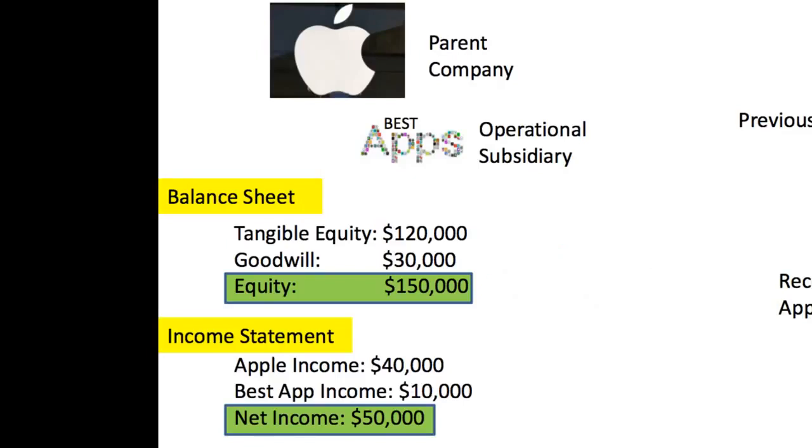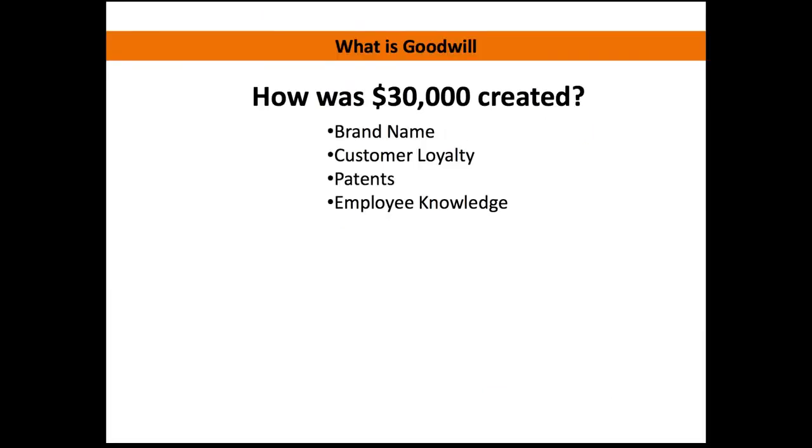Okay? When we look down at the income statement, we can see that Apple's income from before the buyout is still listed at $40,000. And now we also have an additional stream of money, which is Best Apps income of $10,000. And so our net income for the whole business now is $50,000. So how was $30,000 created on the balance sheet? And this is what it is. It was the brand name. It was the customer loyalty. It was maybe patents associated with those apps. It was the employee knowledge of how to actually make those applications. And all of those things have value, and it's very, very hard to put a value on it. And this is how businesses do it.